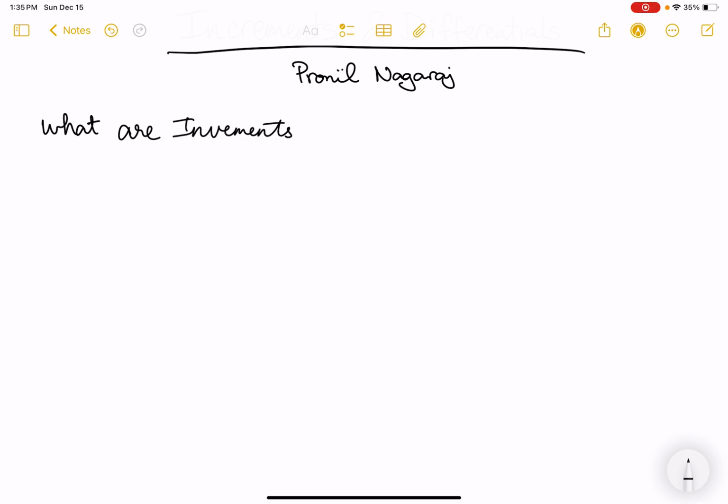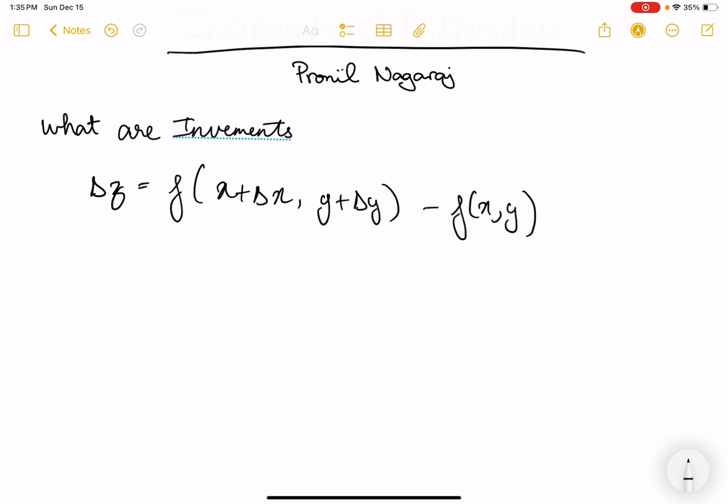So the formula for increments is that delta z is equal to f of the quantity x plus delta x, comma, y plus delta y, minus f of x, comma, y. Increments describe the total change in z when both x and y are changed by small amounts, delta x and delta y. So why do we subtract f of x, comma, y? Well, that's the starting value of z. Without subtracting it, we wouldn't actually know how much z changed.